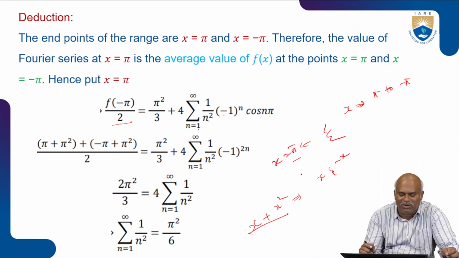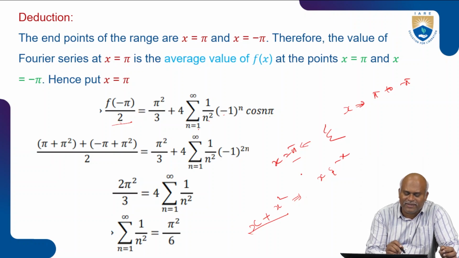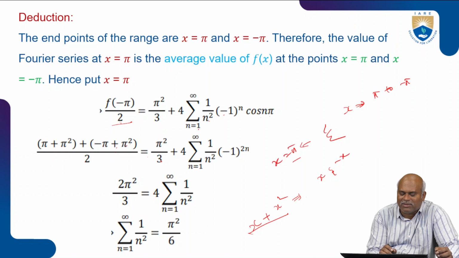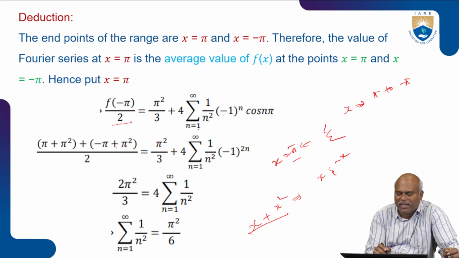Pi, in the next case, is plus minus direction: minus pi plus minus pi whole square. That is equal to minus pi plus pi square divided by 2. This is equal to pi square divided by 3 plus 4 summation of n equal to 1 to infinity 1 by n square minus 1 whole power 2n.